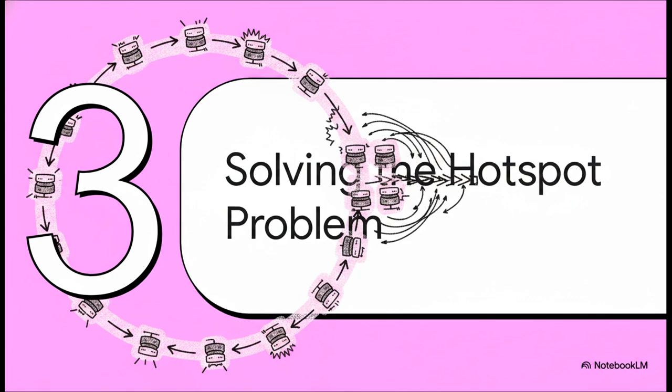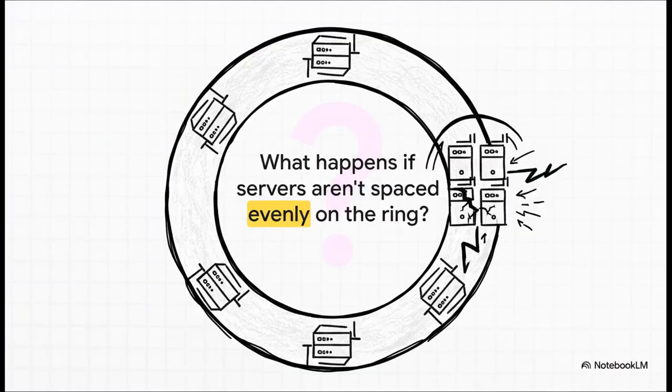Now, consistent hashing is a brilliant solution, but it's not quite perfect out of the box. There's one potential problem. If you're a bit unlucky with your hashes, your servers might not spread out evenly on the ring. They could all clump together, creating some real imbalances. Exactly. What happens then?